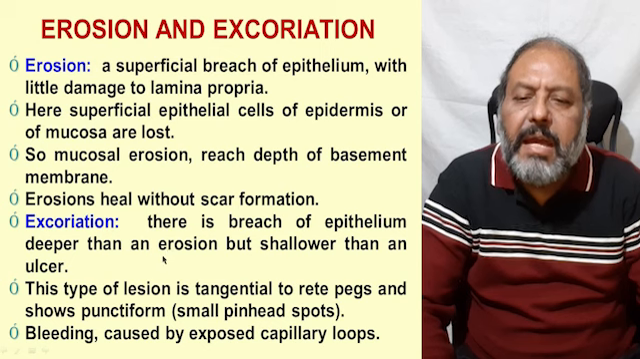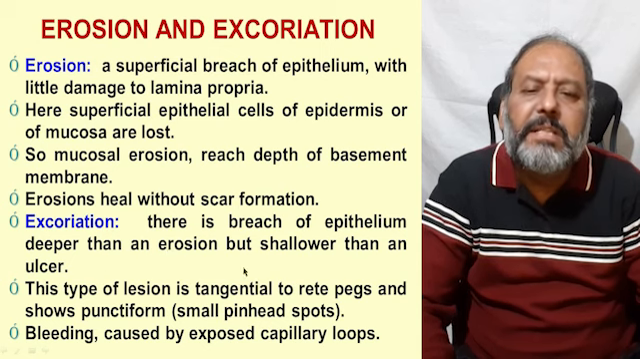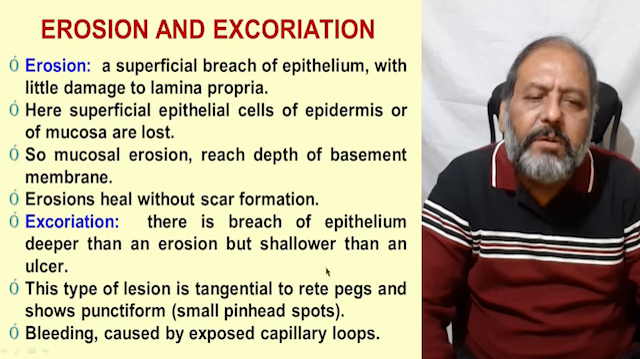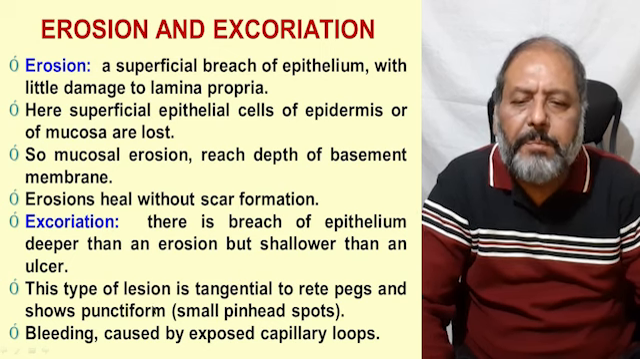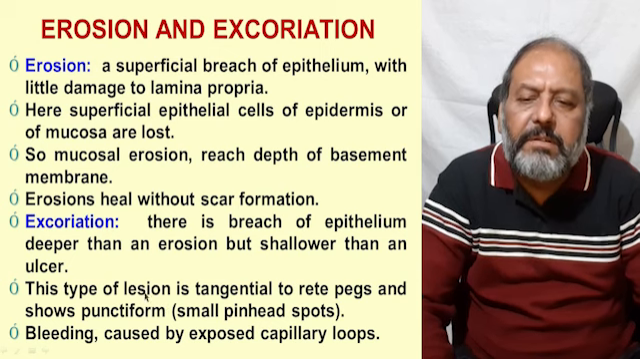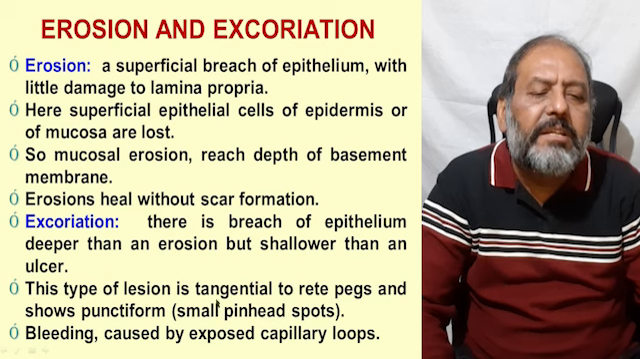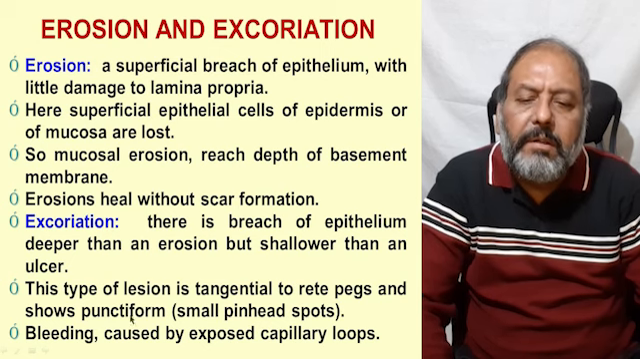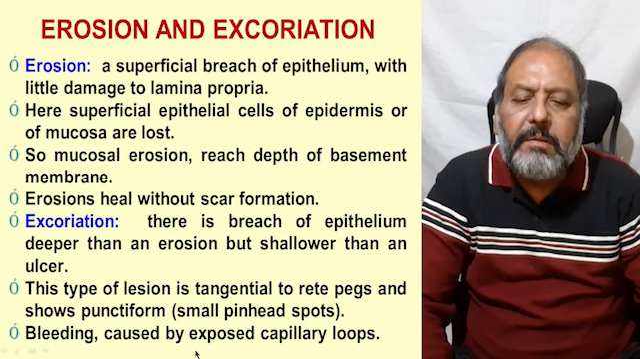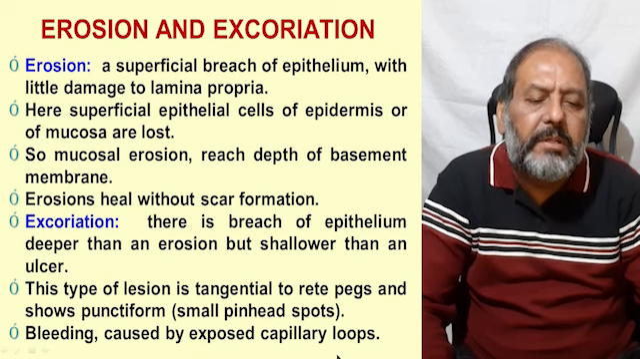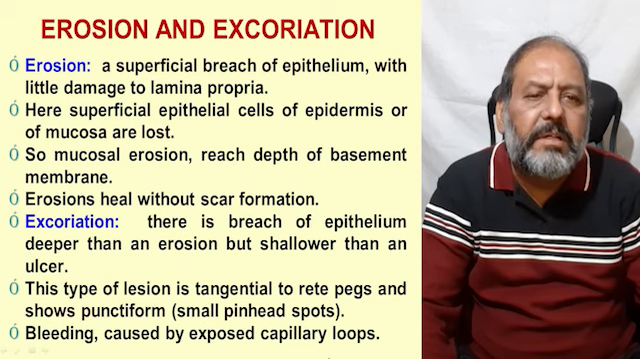The other is excoriation. There is a breach of the epithelium deeper than an erosion but shallower than an ulcer, which involves the lamina propria. This type of lesion, excoriation, is tangential to the rete ridges and shows punctiform or small pinhead spots of bleeding caused by the exposed capillary loops. I have already shown you in the previous slide.